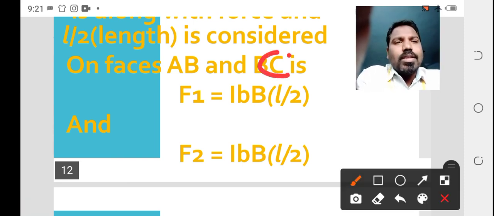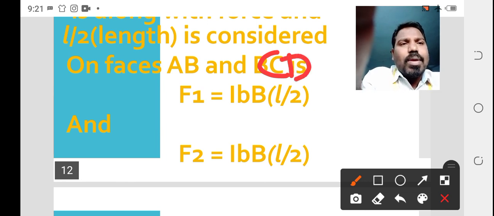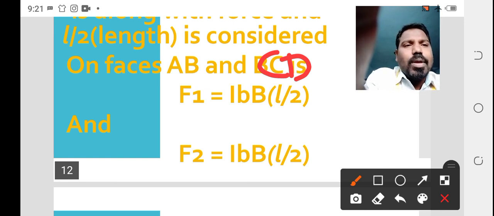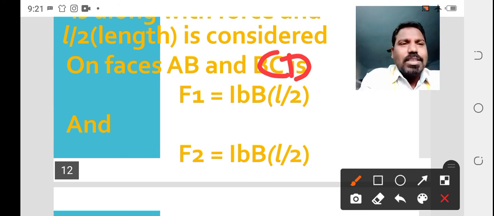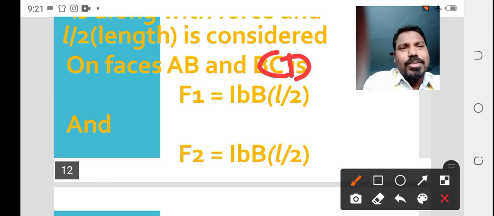Simply you take here, this is the CD only. On faces AB and CD the forces are F1 and F2, where F1 is IBb of L by 2, and on face CD, F2 is IBb of L by 2, where I is the current, b is the breadth, capital B is the field. Which field? Magnetic field. L by 2 is from the figure, from the lines coinciding concept. So now the total torque from the forces F1 and F2 is what?